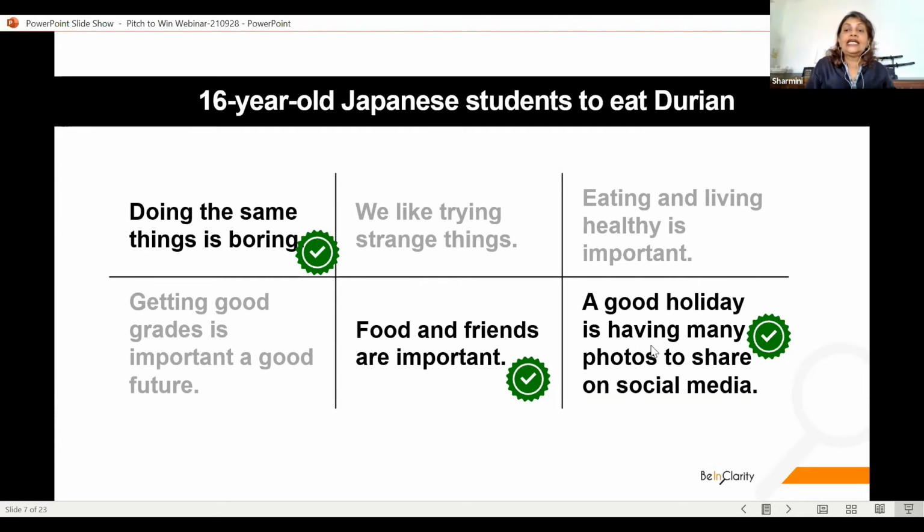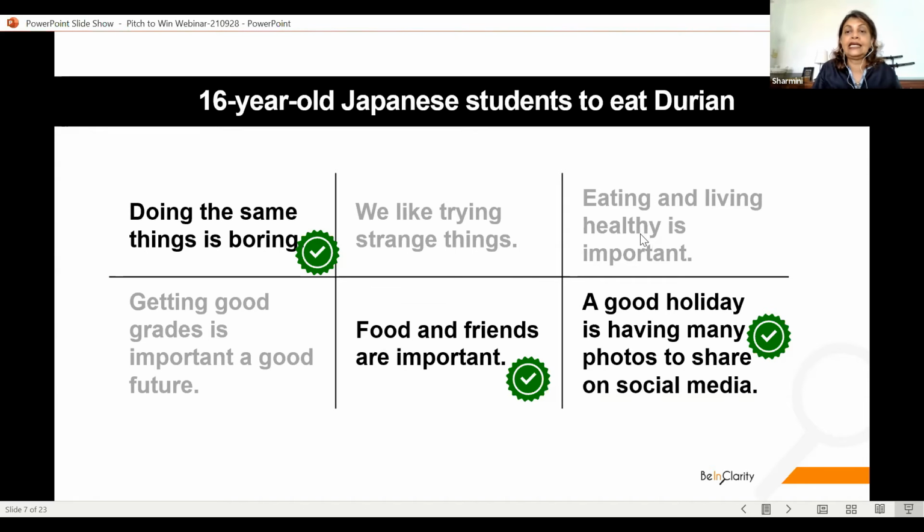All right. A good holiday is having many photos to share on social media. Instagram. It's the day of Instagram and TikTok. So a holiday is only good if I can upload as many things as I can on Instagram and TikTok. 16-year-old students, Japanese. Okay. Now, this is the points that you would use to convince them.